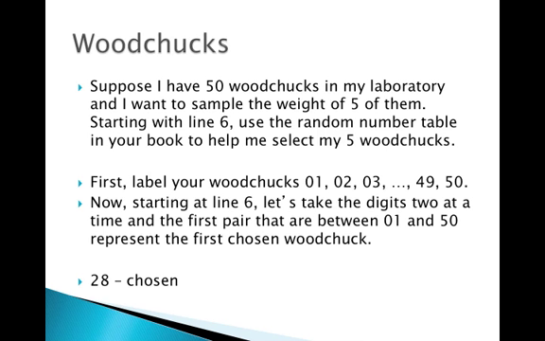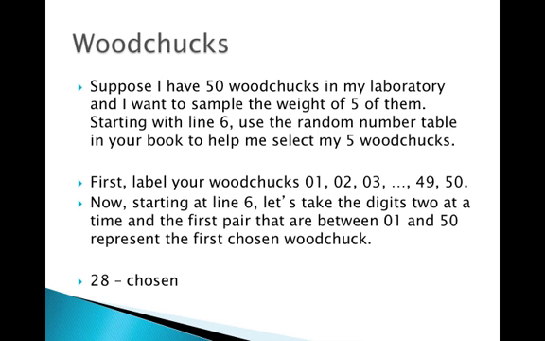Suppose I have 50 woodchucks in my laboratory and I want to sample the weight of 5 of them. Starting with line 6, use the random number table in your book to help me select my 5 woodchucks. So if you don't have your book right there with you, stop and go get it. Okay. First, you would label your woodchucks 01, 02, 03, all the way up to 47, 48, 49, 50. So we're going to start with line 6 because that's the line we were told to start with, and we're going to take the digits 2 at a time, and the first pair that are between 01 and 50 represent the first chosen woodchuck.